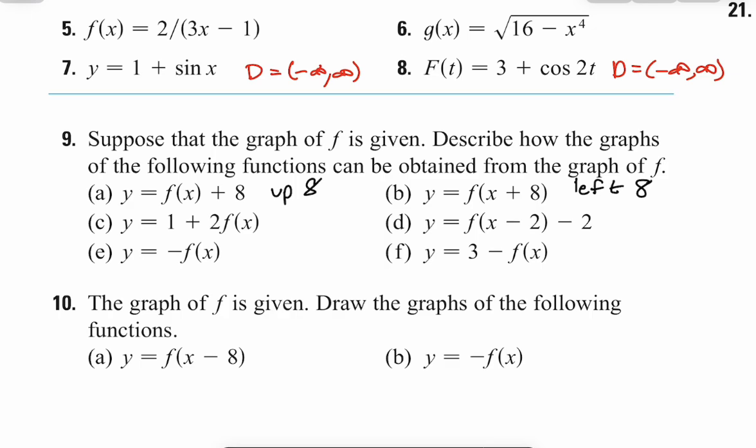Let's take a look at C. Now, follow order of operations in your description. What hits the f first? The 2, right? That's going to stretch it by a multiple of 2. It's going to change the distance by a multiple of 2 from the x-axis. So I would say it's going to double the height.